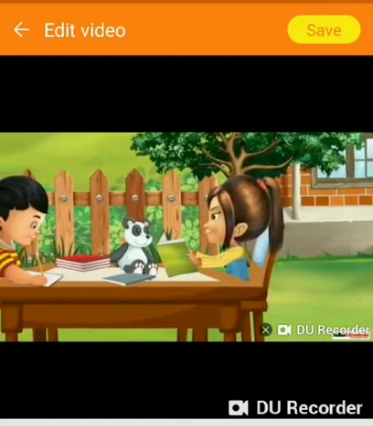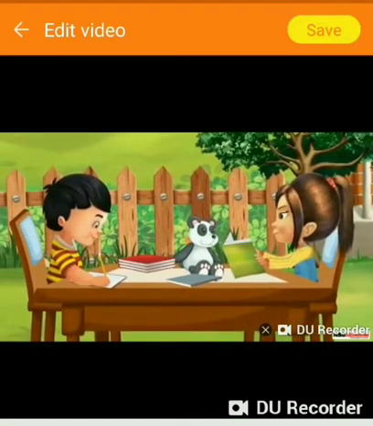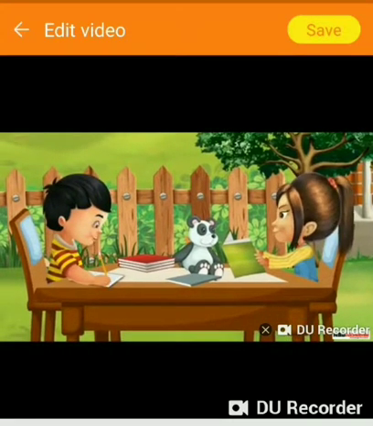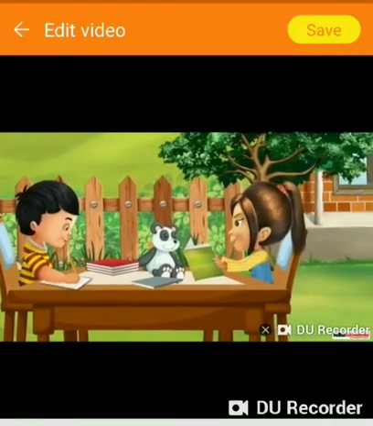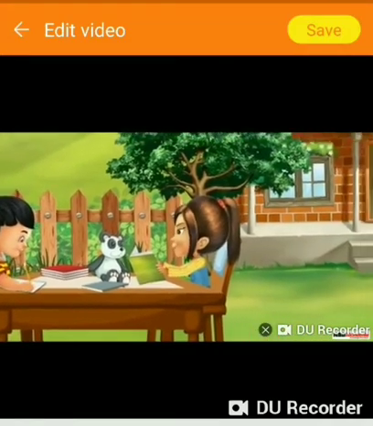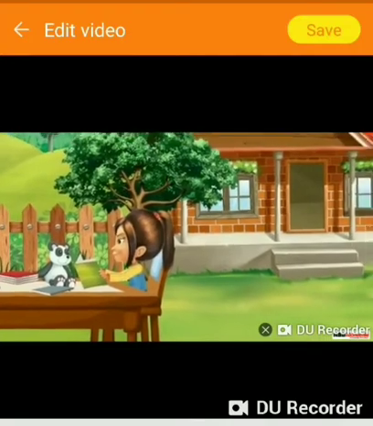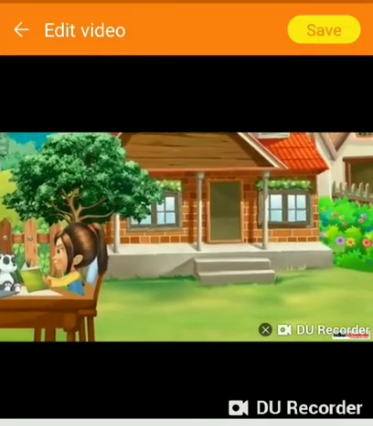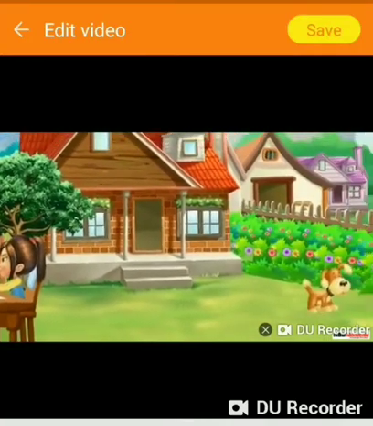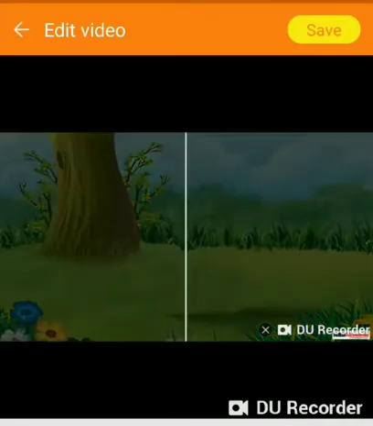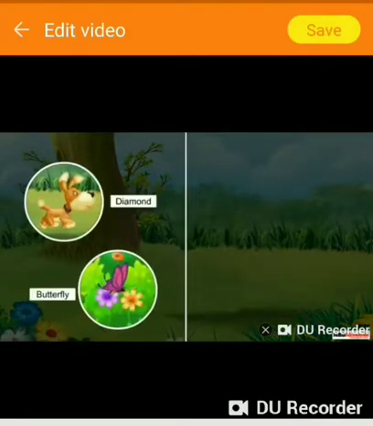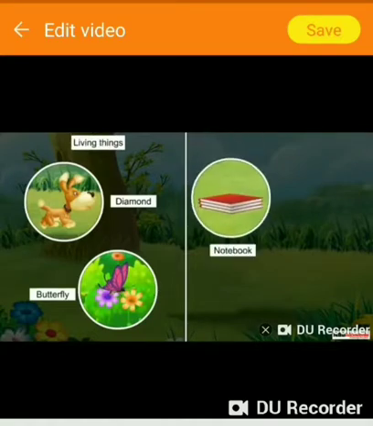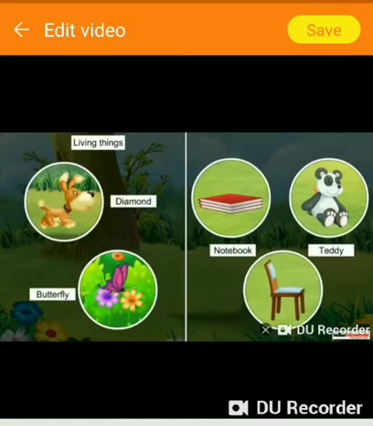Children, as you can see, Sid and Alicia are surrounded by many non-living things and living things. For example, their dog Diamond and butterfly are living things. Notebook, teddy and chair are non-living things.